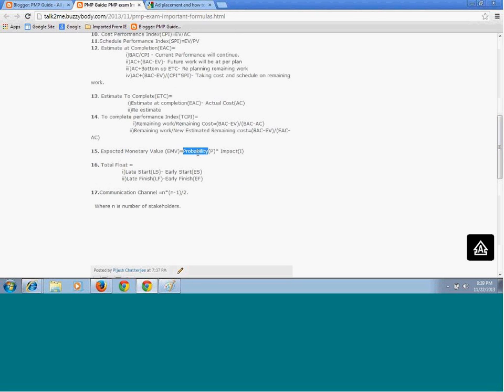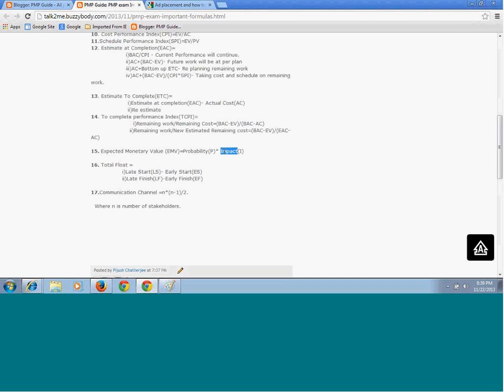You will find this formula: probability times impact gives you the expected monetary value. Probability is the likelihood of the event occurring, and impact is what the impact is. So for example, you have a 40% probability of losing $50,000. Then your expected monetary value will be 40% of 50,000.